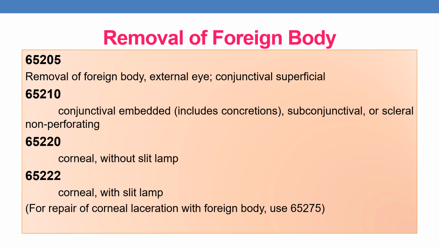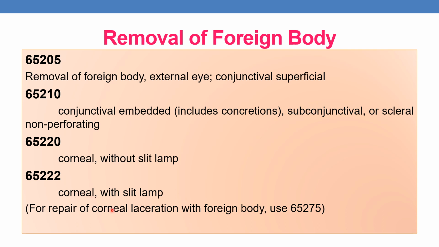And the next CPT is 65210. Removal of foreign body, conjunctival embedded. It includes the concretions, subconjunctival or scleral non-perforate. The next is 65220. Removal of foreign body, corneal without slit lamp. The next is 65222. Removal of foreign body, external eye, corneal with slit lamp.